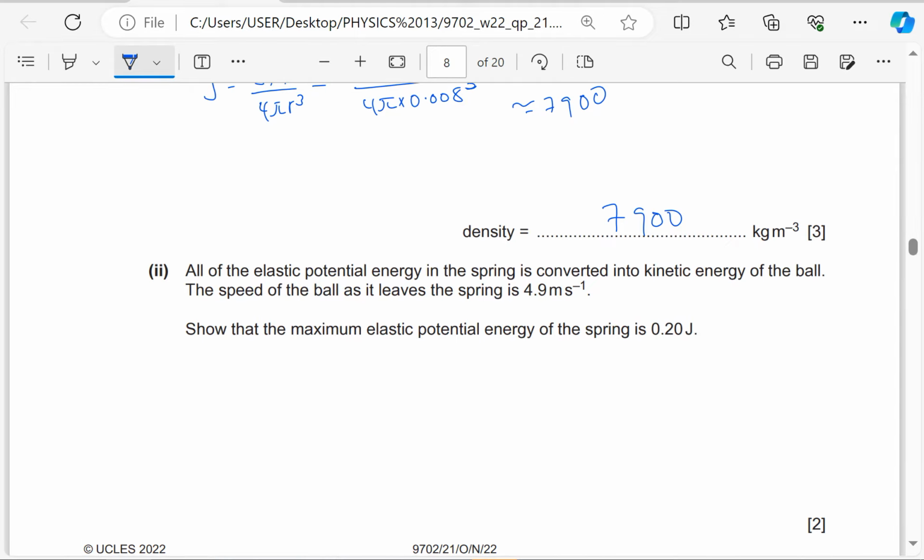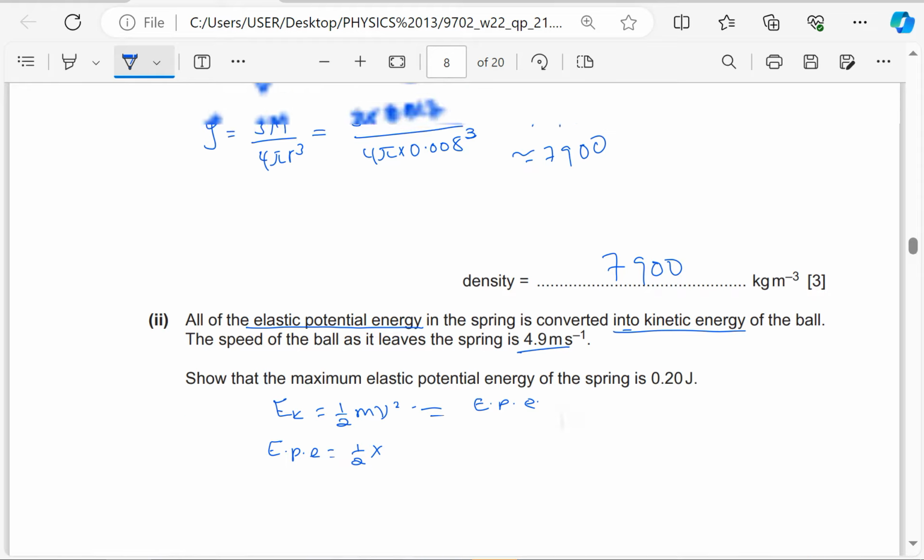All of the elastic potential energy in the spring is converted into kinetic energy of the ball. The speed of the ball as it leaves the spring is 4.9 meters per second. So they have said all the elastic potential energy becomes kinetic energy. And remember, kinetic energy is equal to a half mv squared. Show that the maximum elastic potential energy of the spring is that. So this should become equal to the elastic potential energy.